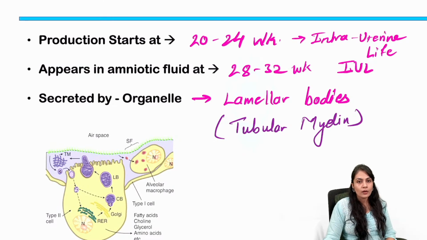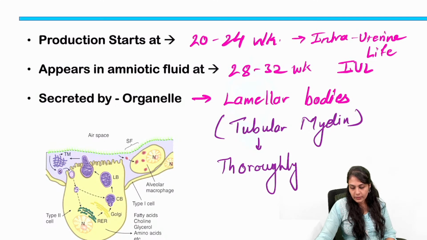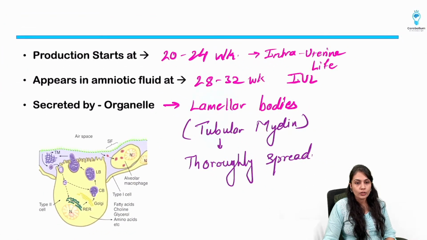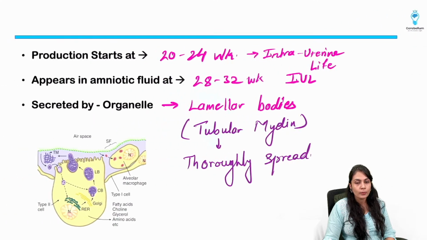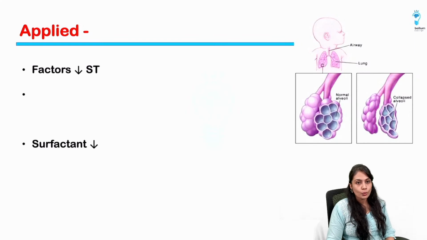And they are going to get spread out thoroughly, on the layer of water. So this is a very important fact to remember: the inclusion bodies, or the lamellar bodies, are present in the type 2 pneumocyte.